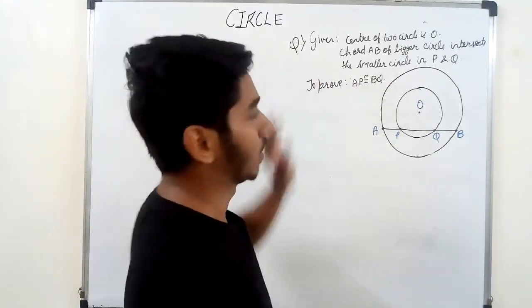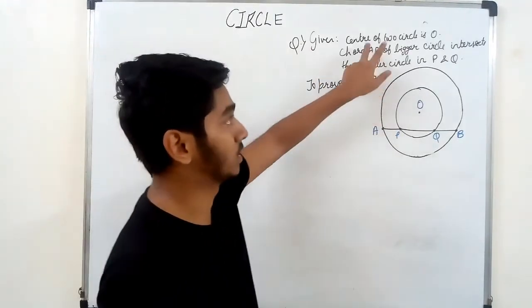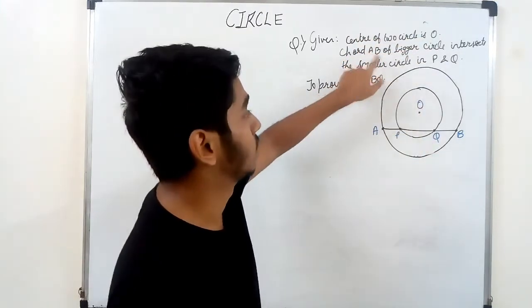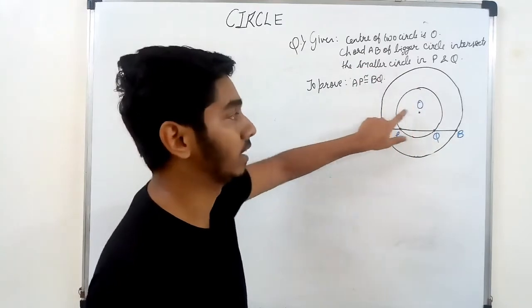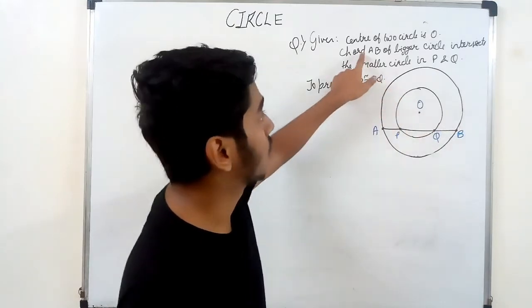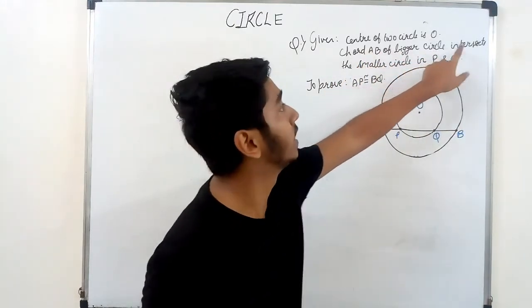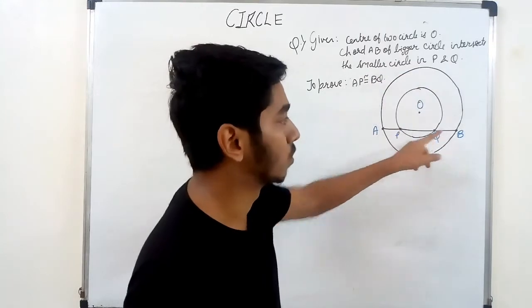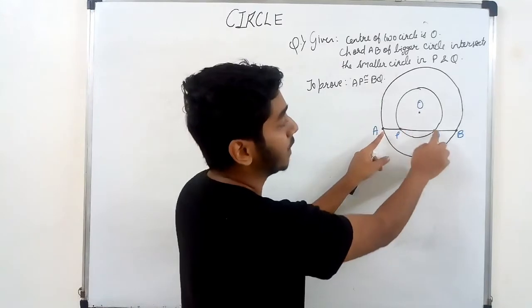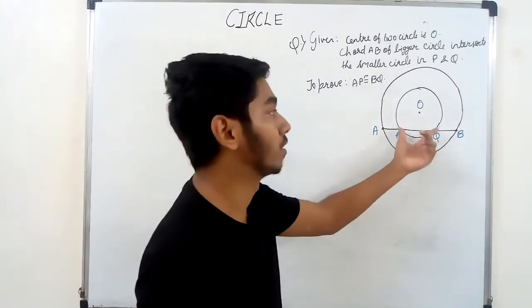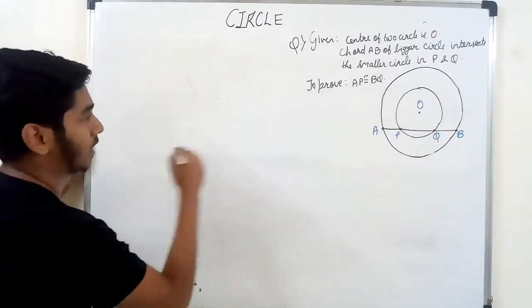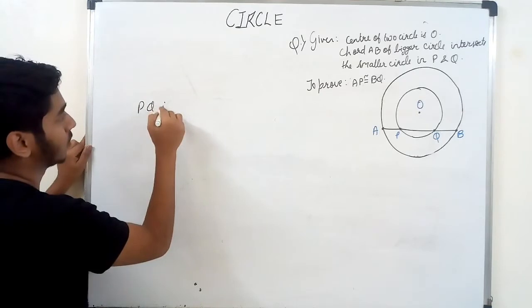Okay, so this is another question which we are taking. The question says, center of two circles is O. Here, as you can see, these two are concentric circles. Chord AB of the bigger circle intersects the smaller circle in P and Q. So this is chord AB, which is the chord of the bigger circle that intersects at P and Q of the smaller circle. So PQ, I'll write it here.